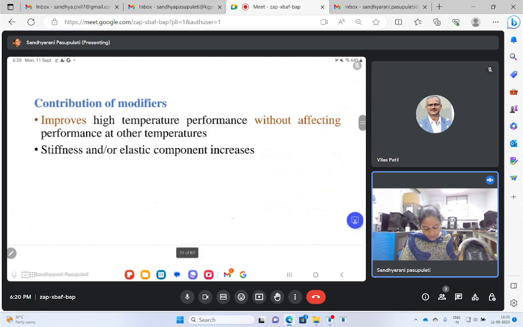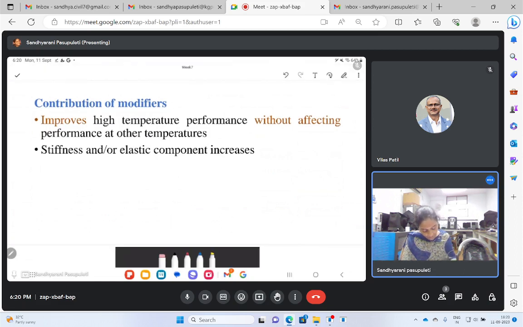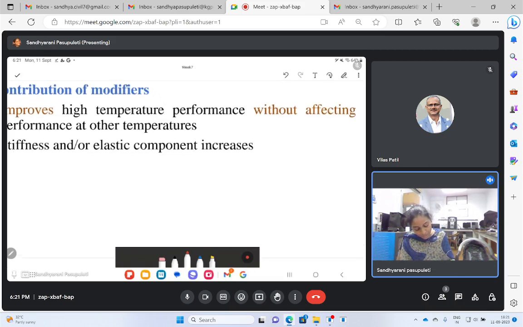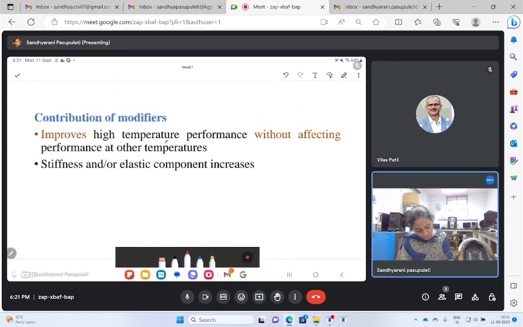So this contribution of modifiers is, let us say the pavement will not be subjected to only higher temperatures or only lower temperatures. So it would be subjected to variation in temperatures. So this temperature performance can be improved, especially at higher temperatures, without affecting the performance at other temperatures. So the stiffness and also the elastic component increases.